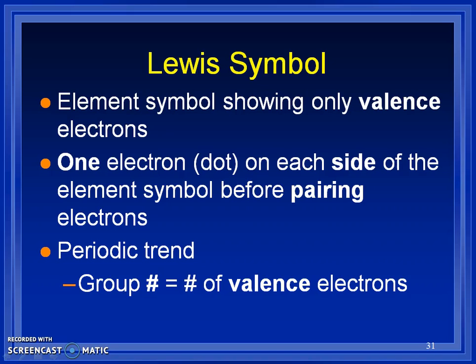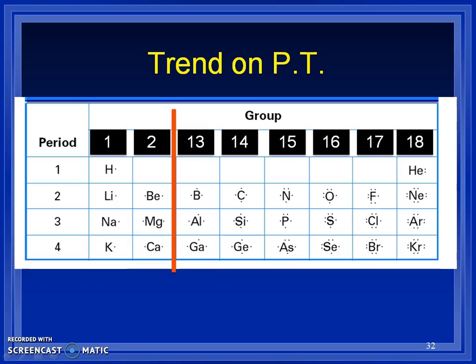So you should know that a Lewis symbol is the element and then however many valence electrons it has. One thing we want to make sure that you remember is that one dot goes on each side of the element symbol before you start pairing up the electrons. And remember, there's a periodic trend, right? The group number basically represents the number of valence electrons.